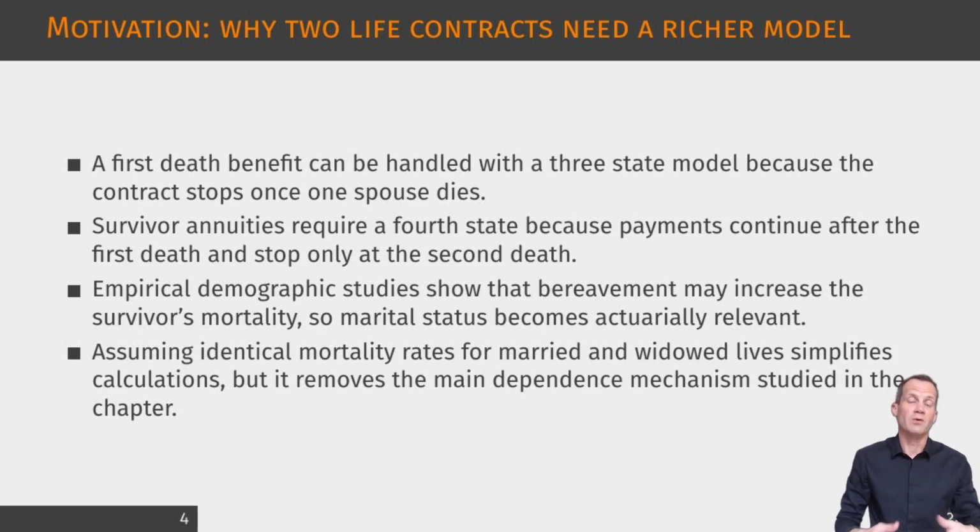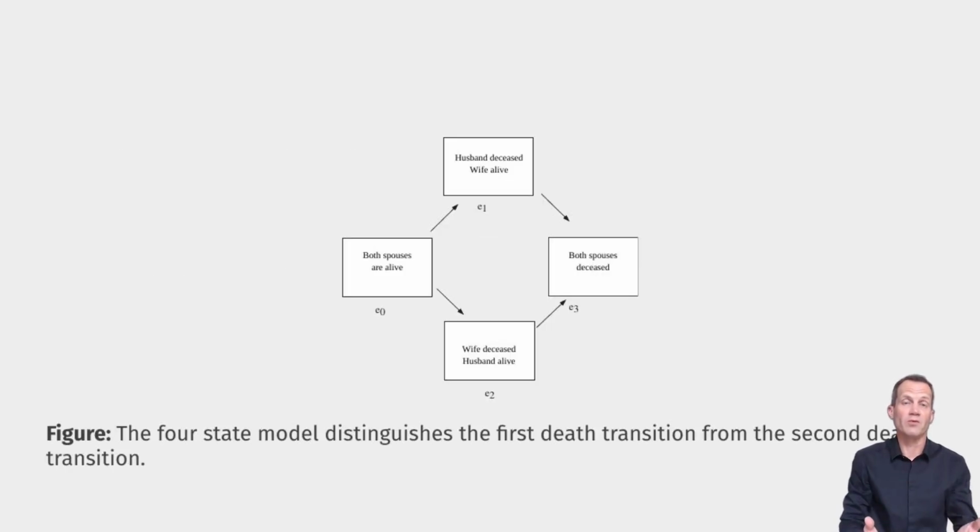In practice, actuaries often assume that mortality does not depend on marital status because it greatly simplifies the mathematical analysis. The chapter makes explicit what this assumption means. It removes the dependence mechanism between the two insured lifetimes and leads to the independence benchmark. The Richer model is therefore introduced to avoid treating this simplifying convention as if it were a realistic description of the risk. The figure summarizes the four-state Markov model used throughout the chapter.